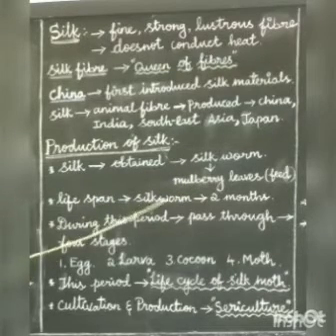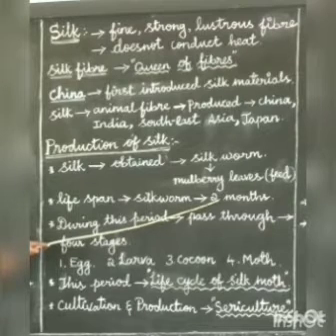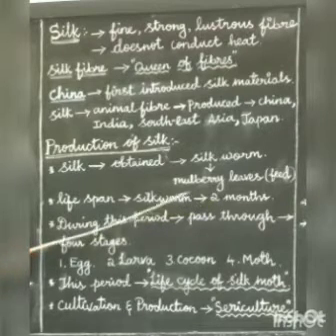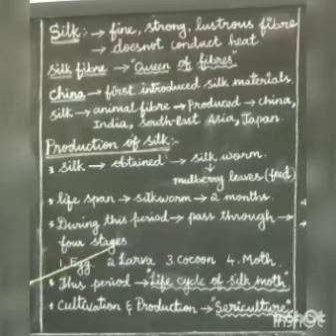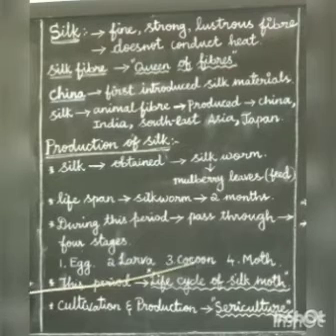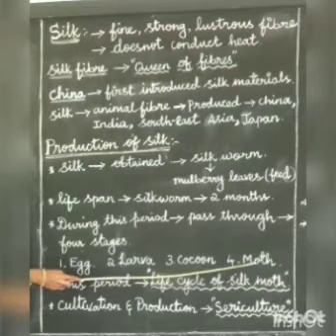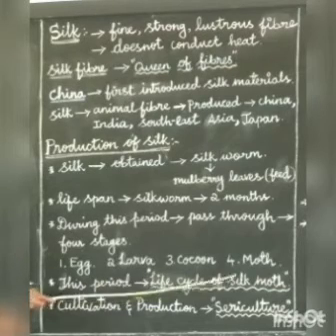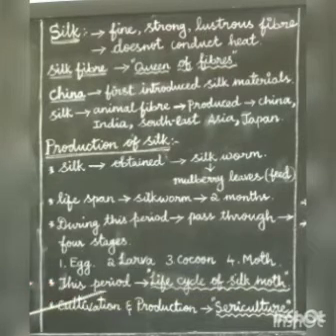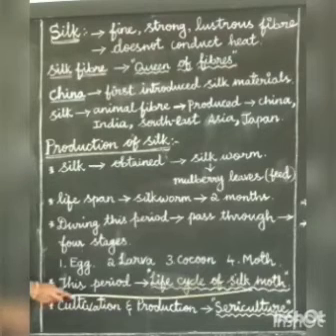Silkworms live for a very short time, only about 2 months. During this period, they pass through 4 stages of development. First one, egg. Second stage, larva. Third one, cocoon. And fourth stage, moth. This period is called the life cycle of the silk moth.